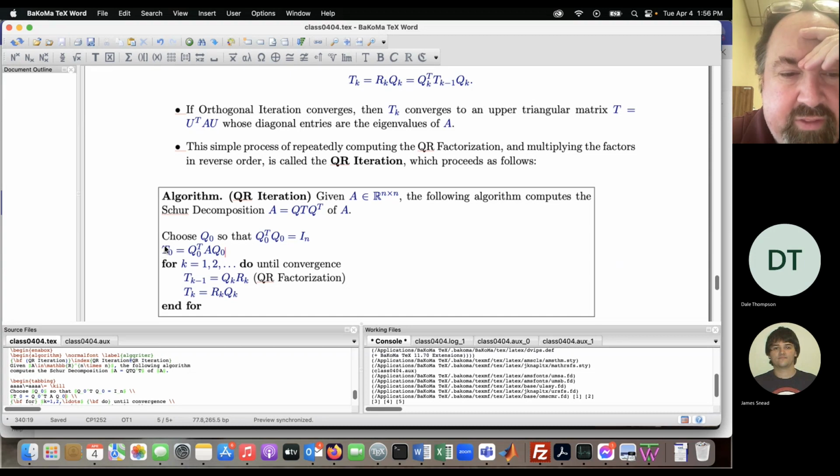And now I just keep working on these T's. QR factorize, multiply factors in reverse order. Then QR factorize that and multiply in reverse order. Just keep going. So this is the simplest form of what will eventually become the QR algorithm, the standard approach to computing all the eigenvalues of a matrix. Now, this is a very simple form of it, but it's the foundation.